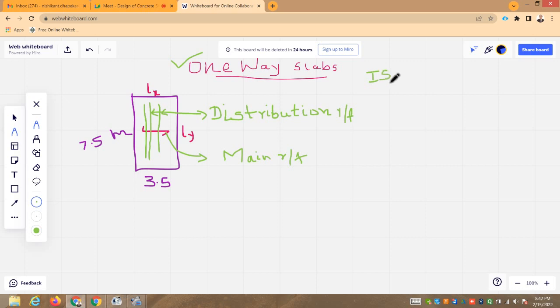Indian Standard Code of Practice 456/2000. What are the guidelines for minimum steel to be provided in a one-way slab? If the steel grade is Fe250, Fe250 means mild steel. For mild steel, the minimum steel to be provided is 0.15% BD.